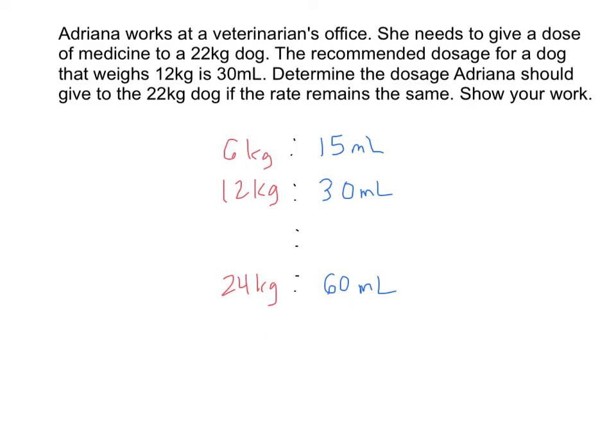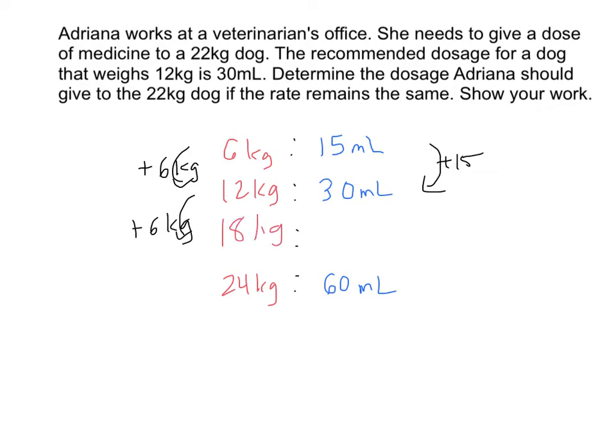So let's look at all the ratios we just found. Can you see a relationship between any of these values? Do you see a pattern here? Well, if I increase the kilograms by 6 kilograms, since 6 plus 6 is 12, what did I increase the milliliters by? We increased it by 15, because 15 plus 15 is 30. So let's add one more ratio. Let's increase this by 6 kilograms again. What's 12 plus 6? 18.